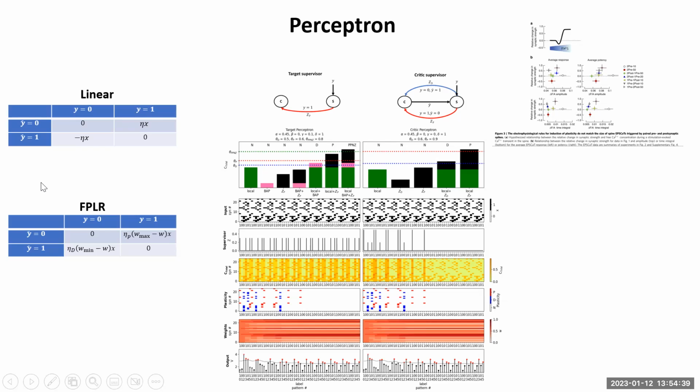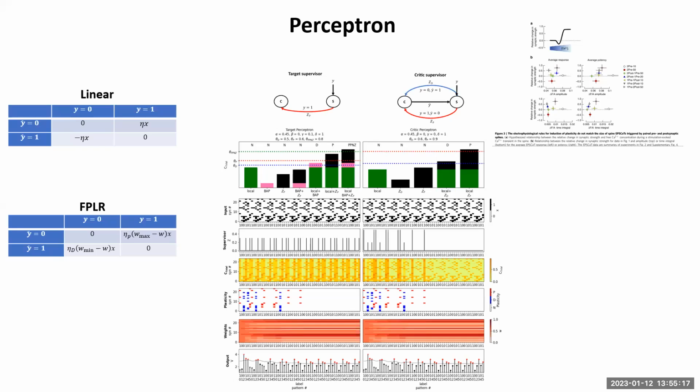So I did this using two different circuits. One circuit I call the target supervisor, and another circuit I call the critic supervisor. The idea of the target supervisor is that the supervising signal just tells you what the neuron is supposed to do, right? So the supervising signal is either a 1 or a 0. You basically either have the supervising signal or you don't. If you have the supervising signal, that means that the neuron is supposed to fire. If you don't have a supervising signal, the neuron is not supposed to fire.